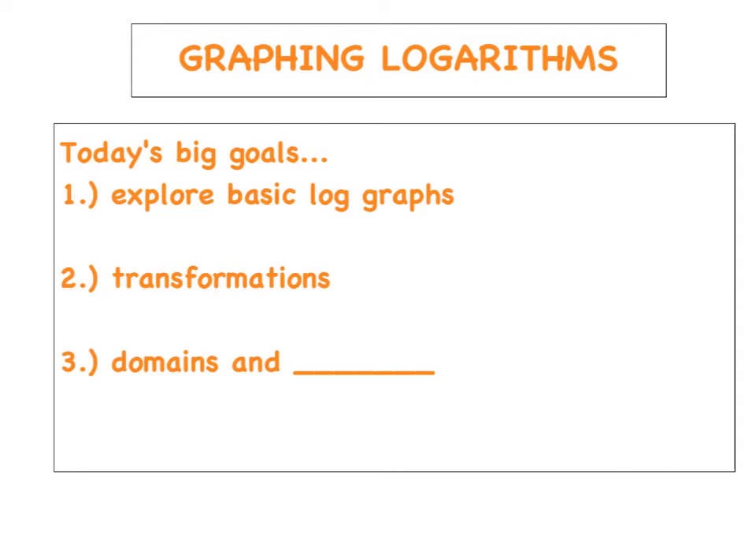Well, tonight we're going to put 100% of our energy into graphing these logarithms. We're going to take a look at just a couple of big goals here today. We're going to explore our basic log graphs, and what we're going to learn is that 99% of them look almost identical in the sense that they cross the x-axis right here at 1, and they have a vertical asymptote at x equals 0. And those are the two big common traits that our basic log graphs have.